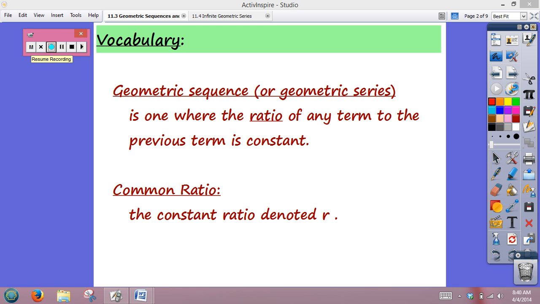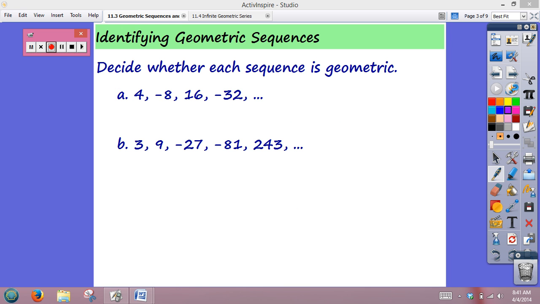A geometric sequence or series is one where the ratio of any term to the previous term is constant, and the common ratio is the constant ratio, which we denote by r. This will be very similar to the arithmetic sequences that we did last lesson, except in a geometric sequence we are using the ratio instead of the common difference.